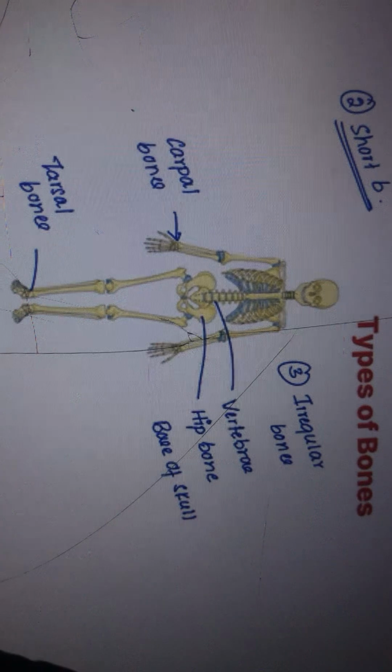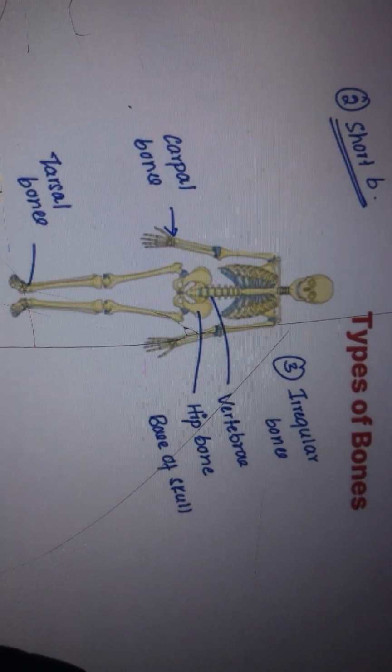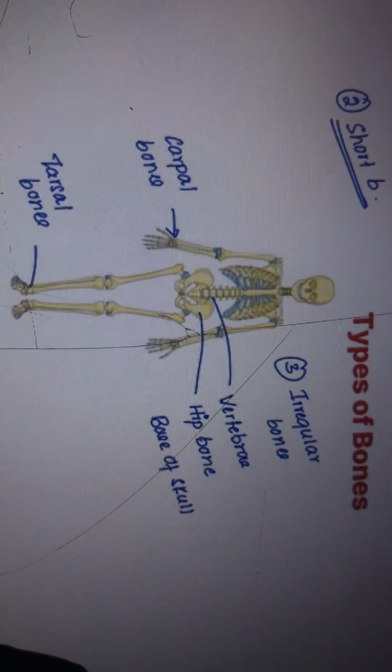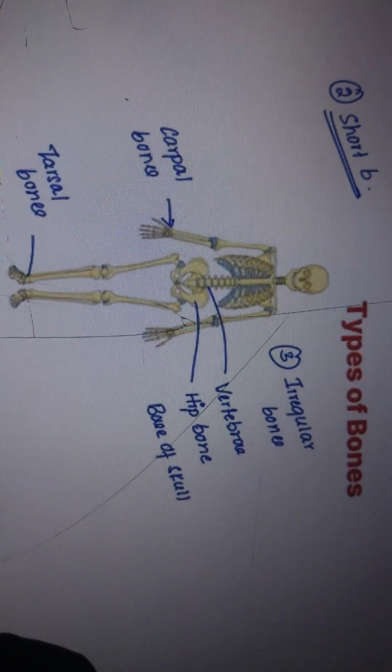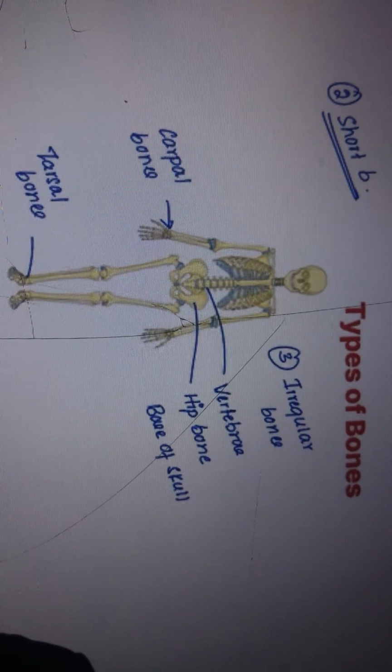Even these are very important as MCQ questions. They will give you the name of the bone and they will ask you which type it belongs to, right? So know what type of bone it is and what are the examples for it, right?